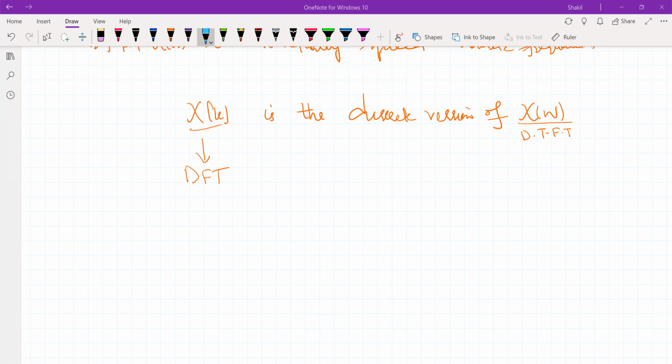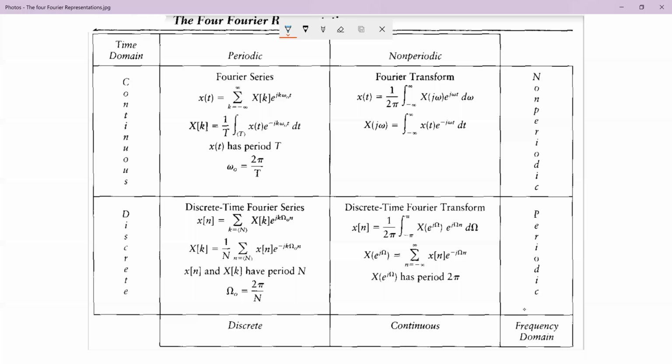If you remember, what are the four? Let me show you those four Fourier transforms. See, this is the Fourier series, that is continuous and periodic. And this is the Fourier transform. The computer cannot store it.